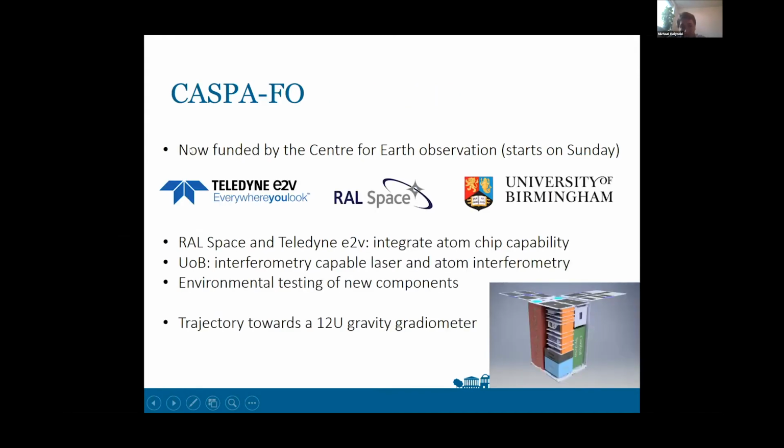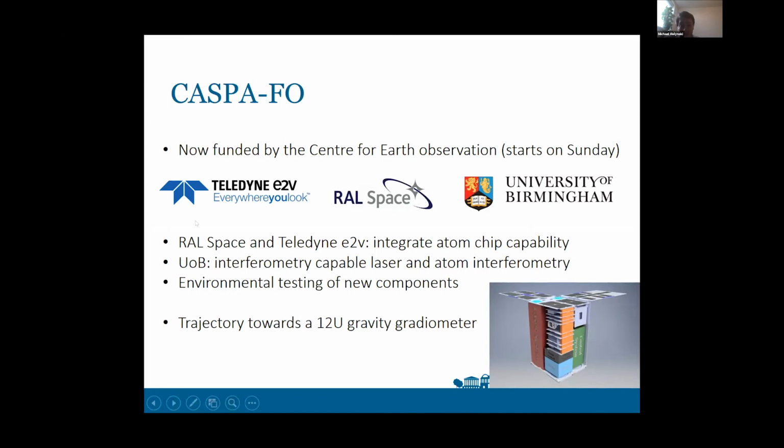Fortunately, we actually have the follow-on project funded now. So this is funded by the Centre of Earth Observation. I'm not really sure exactly what that is, but it's a kind of agency that sits outside the UK Space Agency in the UK. That actually starts on Sunday this weekend. So the world will change that day somehow or another. The consortium is a little bit different now. So we're still very engaged with the CASPA consortium. But as I say, the next steps are a little bit different.